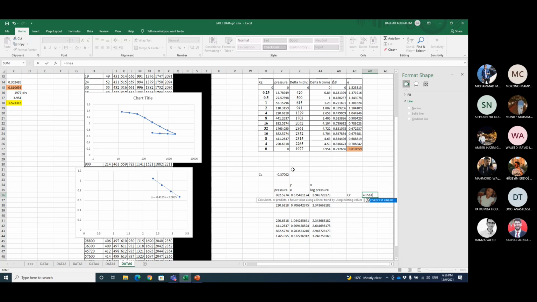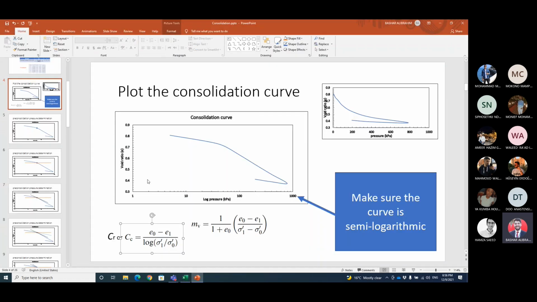Linear. What was it? I forgot the command, but you can find the slope even with that command. It does the best fit. Anyway, let us continue because we still have many things to discuss. I will continue using the slides.